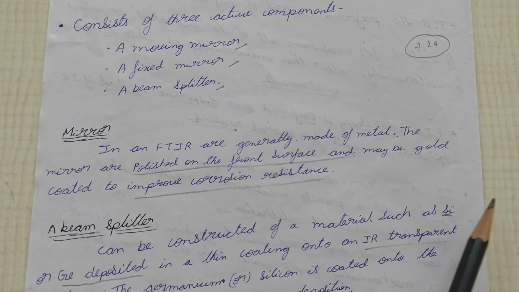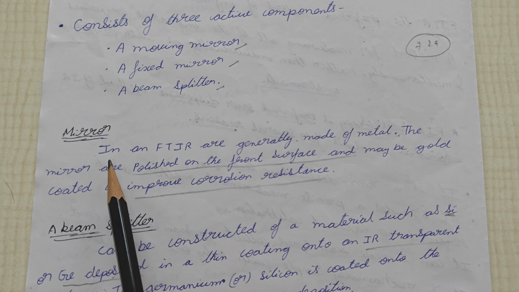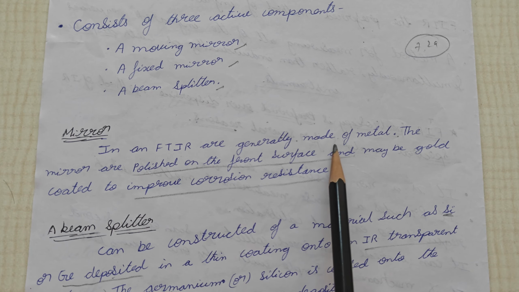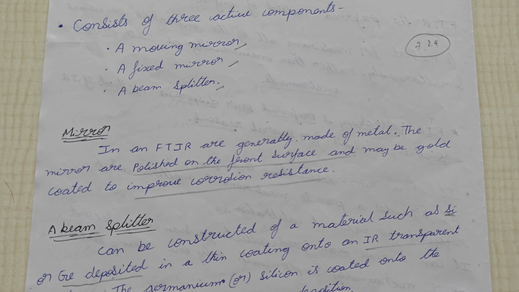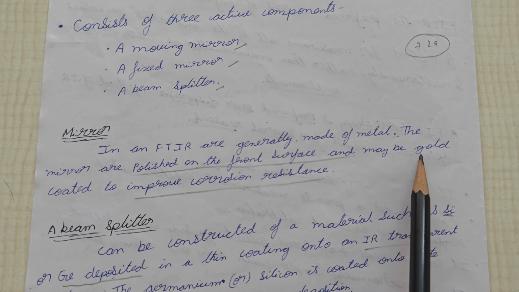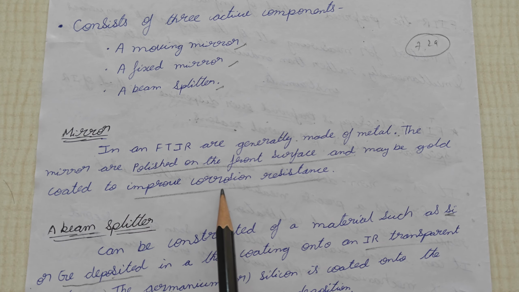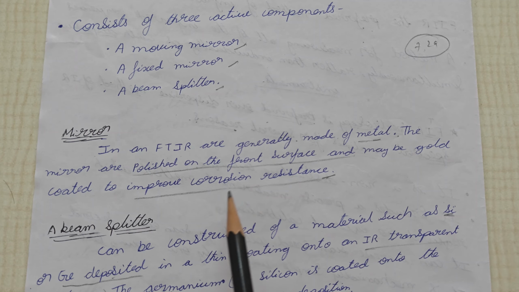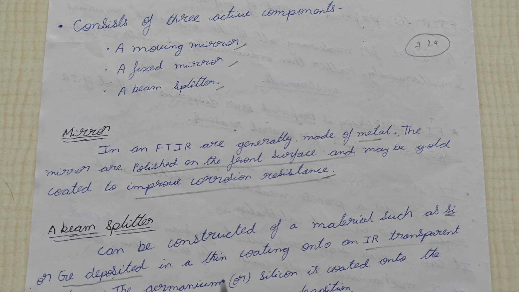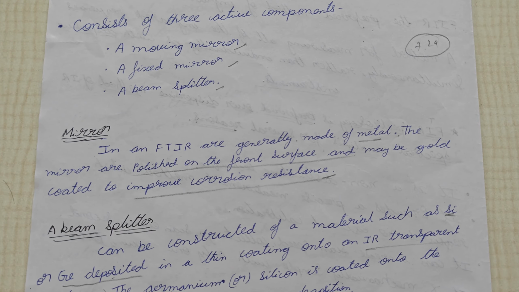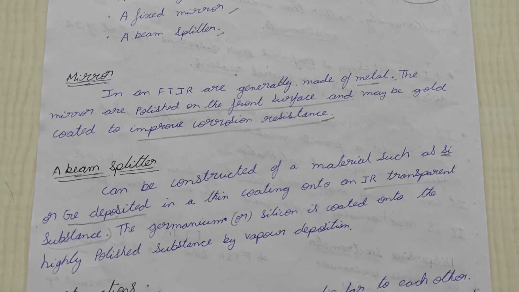Firstly, mirrors. In an FTIR, mirrors are generally made of metals. The mirrors are polished on the front surface and may be gold coated to improve corrosion resistance. Next, the beam splitter.